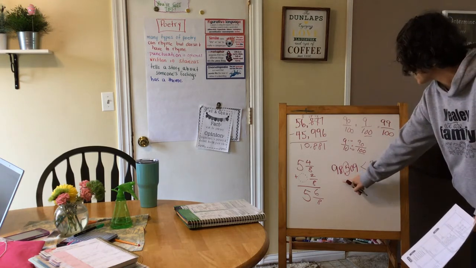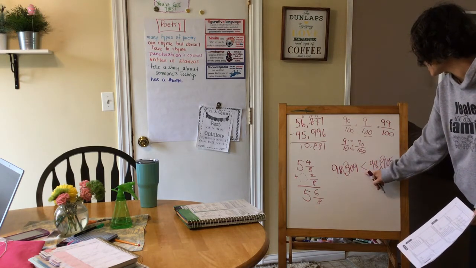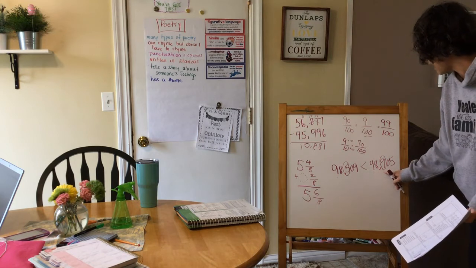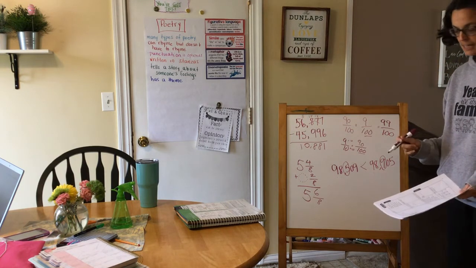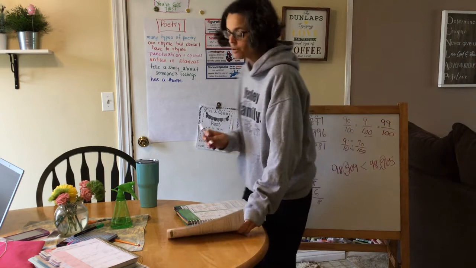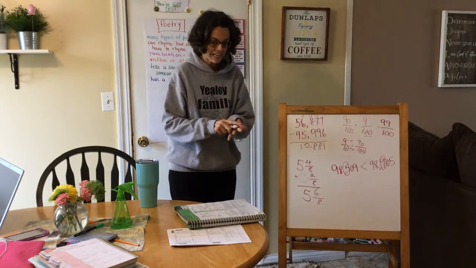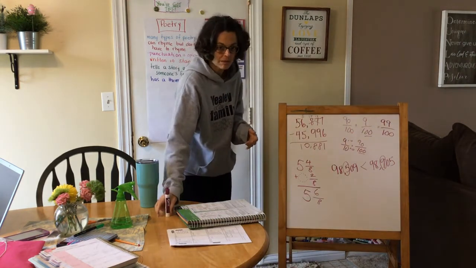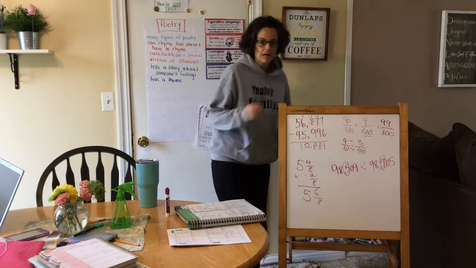So there we go. 98,509 is less than 98,905. Okay, so that's it for your morning work. If you have questions, please let us know in small group or email me or Mrs. Berry. We're happy to help you.